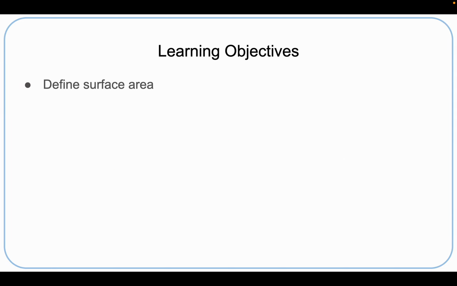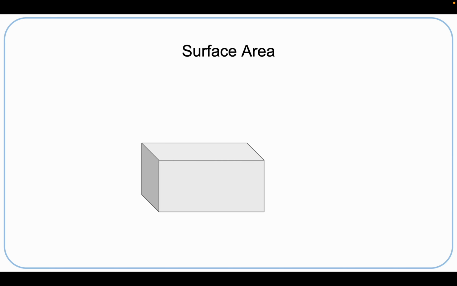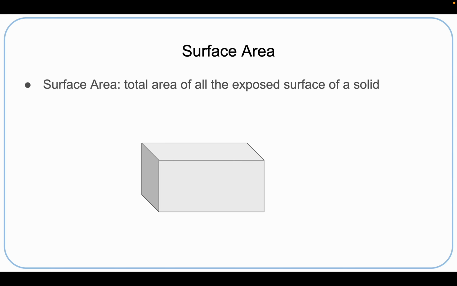Okay, our learning objectives today are to define surface area and to find the surface area of right solids. So surface area is the total area of all the exposed surfaces of a solid. So here we have a box, maybe you think of it as a Kleenex box, kind of looks like one. It has 6 sides. If you look at this front, we can't see them all.